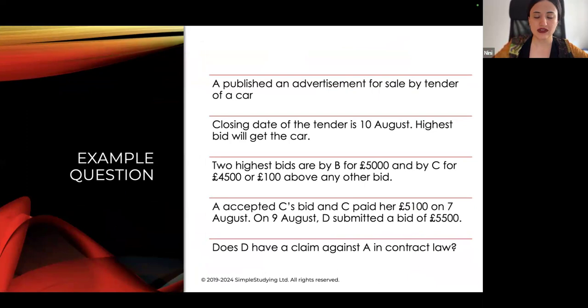Example question about formation of contracts. A published an advertisement for sale by tender of a car. Closing date of the tender is 10th of August. Highest bid will get the car. The two highest bids are by B for £5,000 and by C for £4,500 or £100 above any other bid. A accepted C's bid and C paid her £5,100 on 7th of August. On 9th of August, D submitted a bid of £5,500. Does D have a claim against A in contract law?